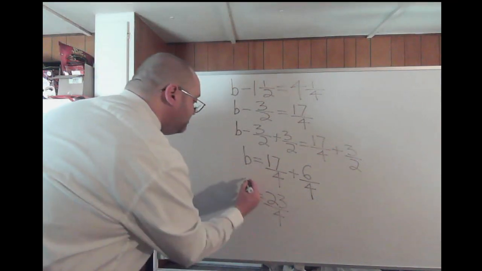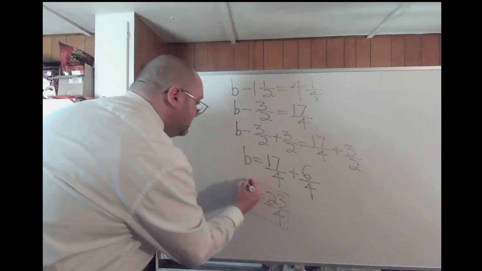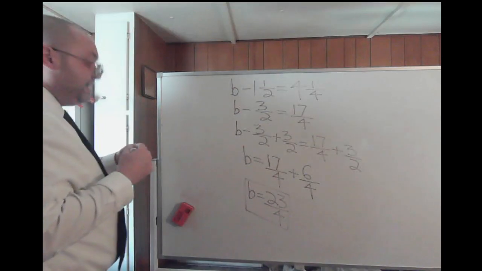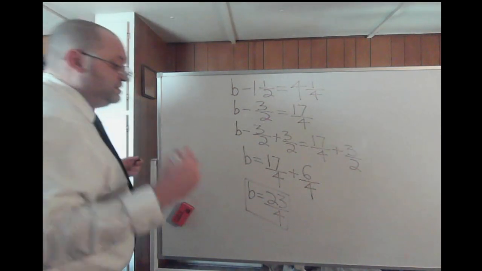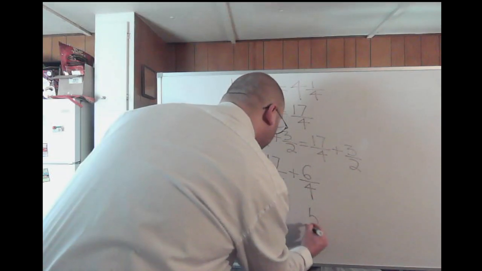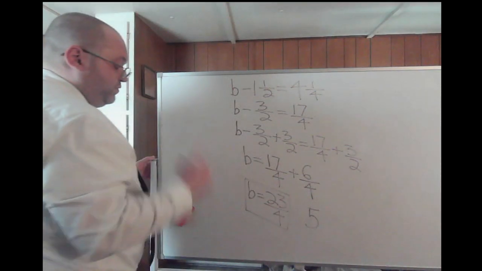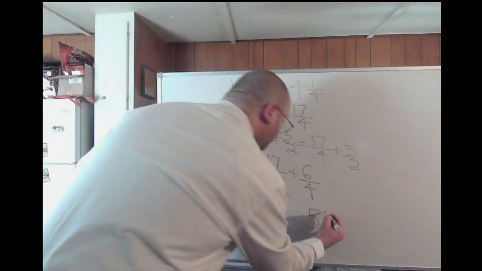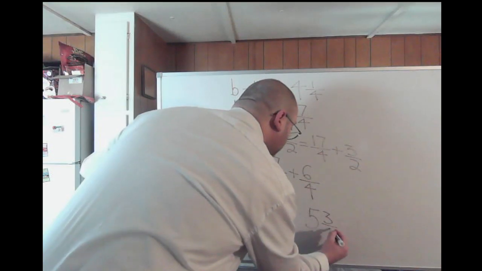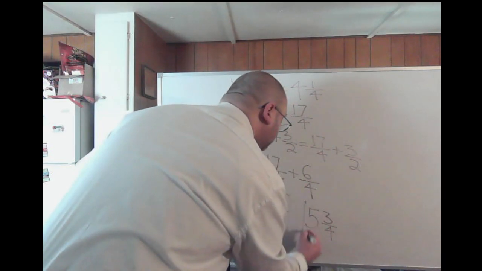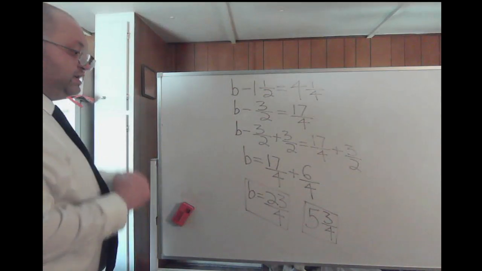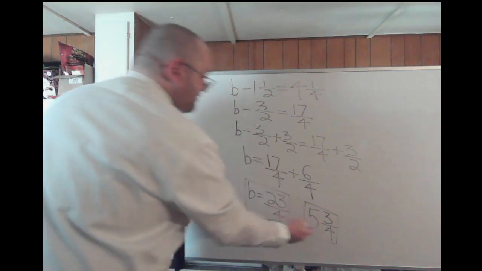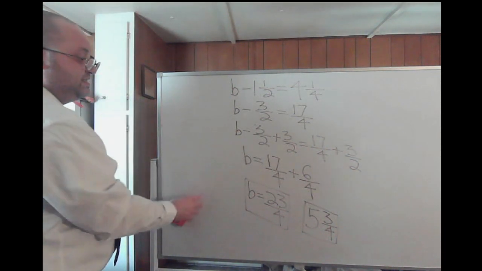So one acceptable answer is 23/4, but you want to get it into a mixed number. 4 goes into 23 how many times? It goes in 5 times. 4 times 5 is 20, so you'll have 3 left over. So the mixed number would be 5 3/4. So you either have 23/4 or 5 3/4. Either of those answers is acceptable.